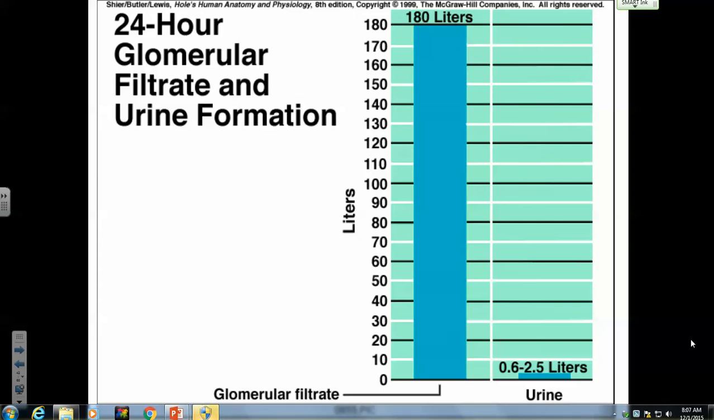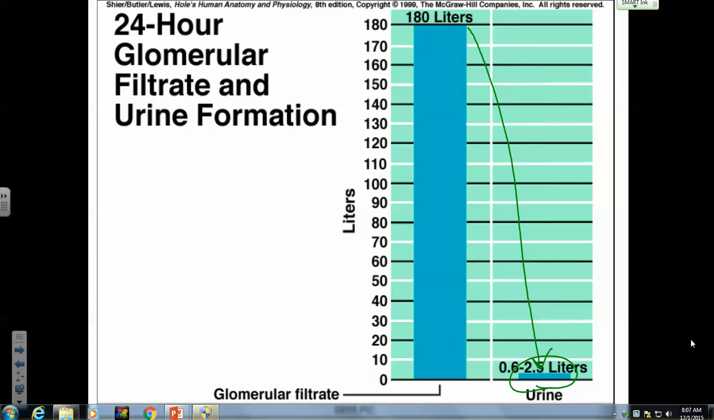Okay, and what you're seeing on this table is on the left that bar that says 180 liters. On the average, that's how much filtration occurs. That's how much filtrate is produced over a 24-hour period. All right, so that's how much fluid is moving from the blood into the Bowman's capsule. But you don't urinate nearly that much. So now what we've got to do is get it from this point down to that amount, and this is how much you urinate on the average in a 24-hour period.